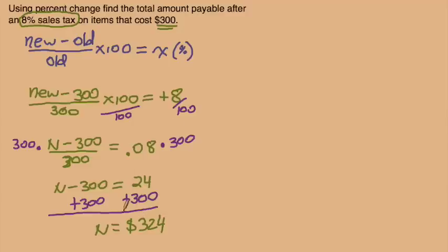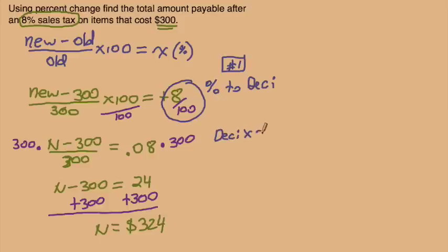Now the reason I wanted to go through this mess is to show you the other way of doing this. So if you look at this the right way, the first thing you did was change your percent into a decimal. So percent to decimal. And that was step number 1. Alright, step number 2 is to take your decimal value and multiply it by your old amount. So this would be decimal times old. And that would be step number 2.